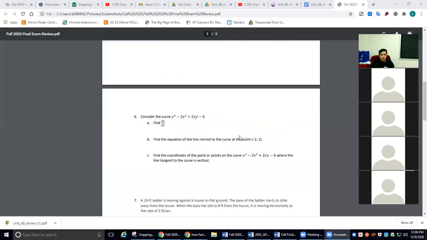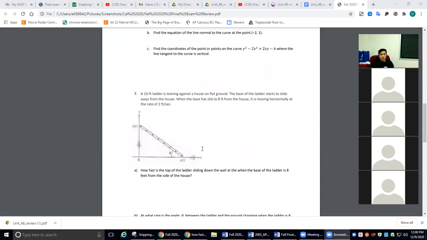If I move on, here's another one too. A 10-foot ladder is leaning against a house on flat ground. The base of the ladder starts to slide away. You can see by the picture, right? So as the base of the ladder is sliding away to the right, the top of the ladder is sliding down along the house. So when the base has slid 8 feet from the house, it is moving horizontally at a rate of 2 feet per second at that moment.